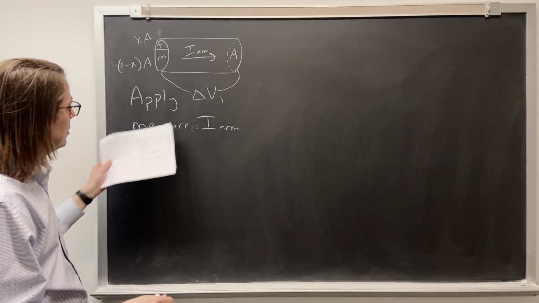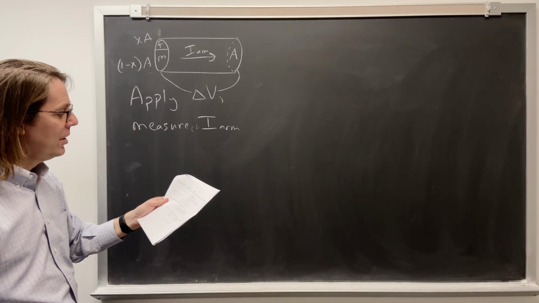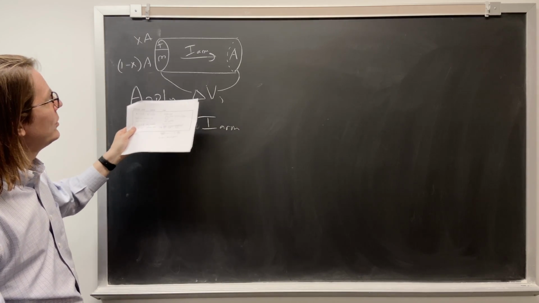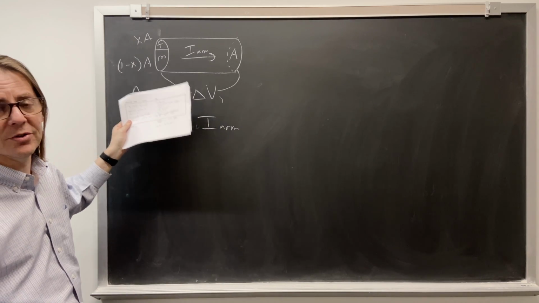Okay, so here we go. Apply delta V, measure I arm. So probably you have an idea. One thing we might want to do is calculate the resistance of each of these two things.